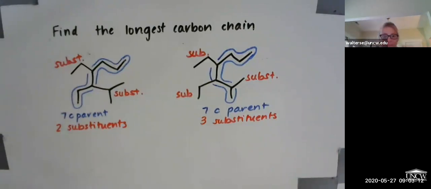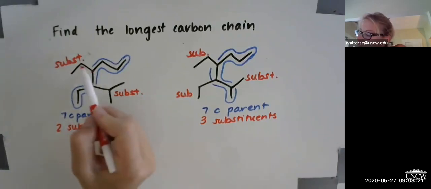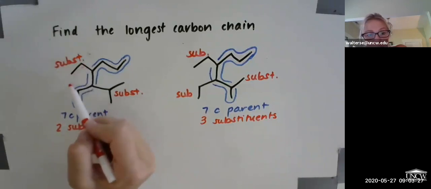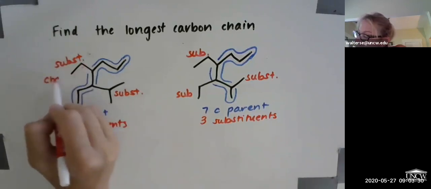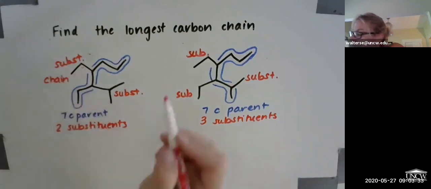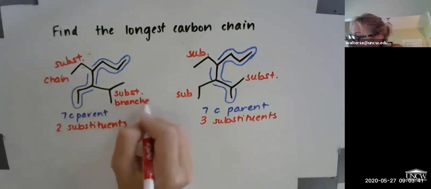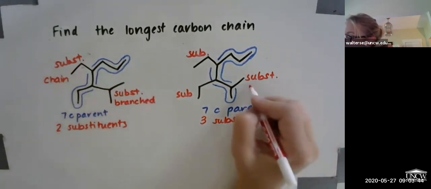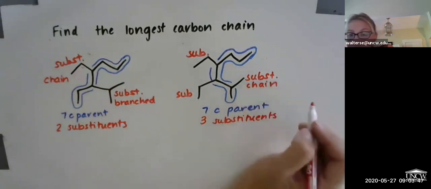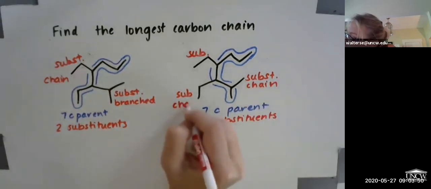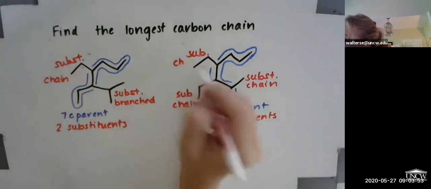So which one is better? Well then you have to look at the kind of substituent that you have. This substituent coming off here that has 2 carbons in it, this is a chain. So this is a chain substituent. This substituent has a center carbon and then branches, so this is called branched. Over here, you have a chain. It's just a 1 carbon chain, but it's just a line. A 2 carbon chain here, and a 2 carbon chain up here.